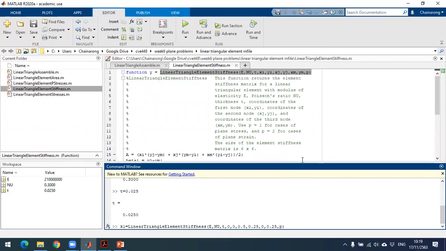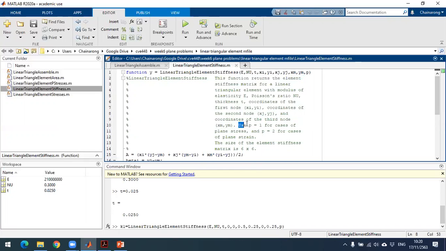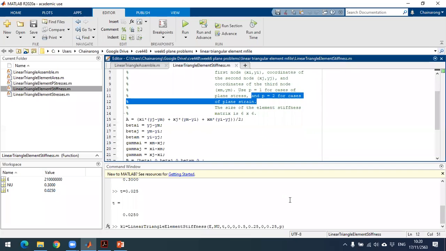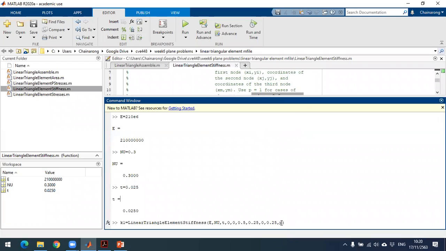This is important when you write the program or a subroutine: the comment is very important. When you forget something, you can come back and read it. So what does p mean in this case? P equals 1 for plane stress, and P equals 2 for plane strain. For this case, we solve the plane stress problem, so we have to use P equal to 1.